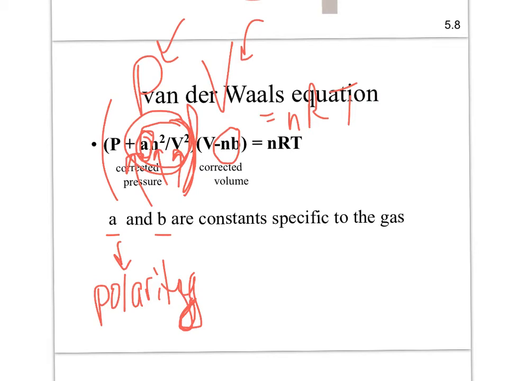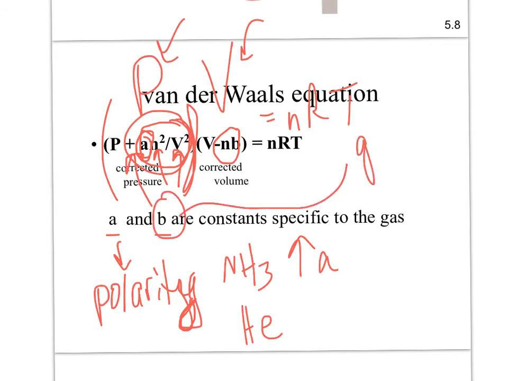And so that's what the N and the V are also part of that A. Now, with the A, the higher the polarity of the gas, the larger the correction factor. So ammonia is a polar molecule, right? Ammonia should have a higher A factor than something like helium, okay? Because helium is a nonpolar gas. The B factor corrects for gas volume.